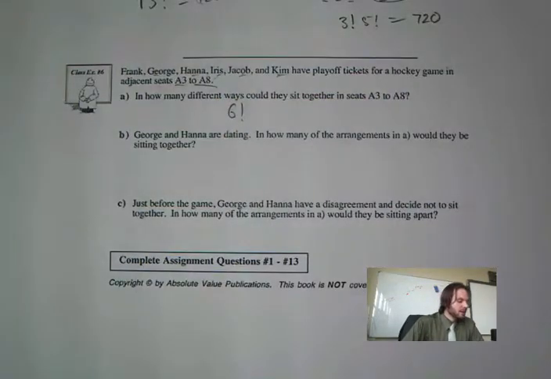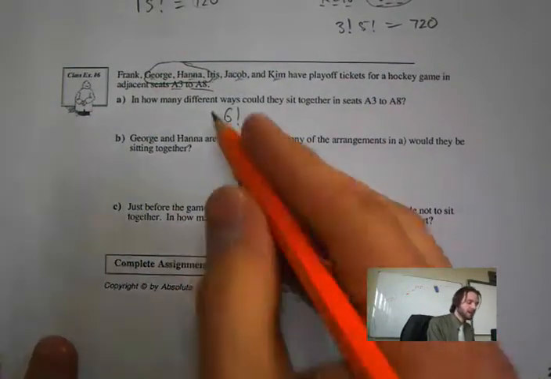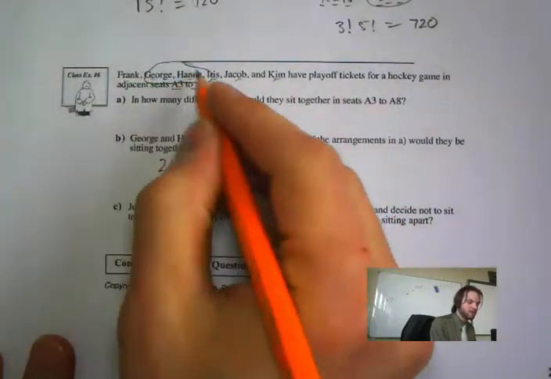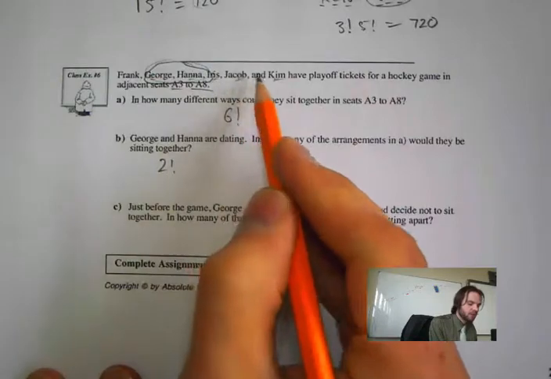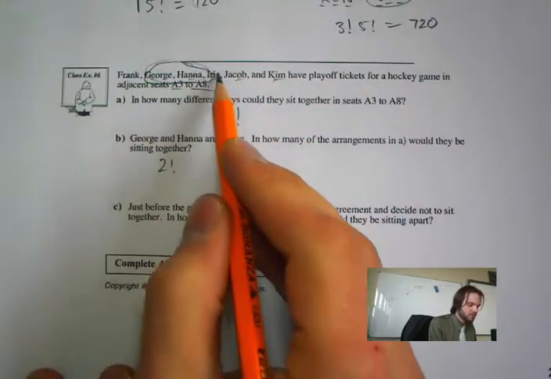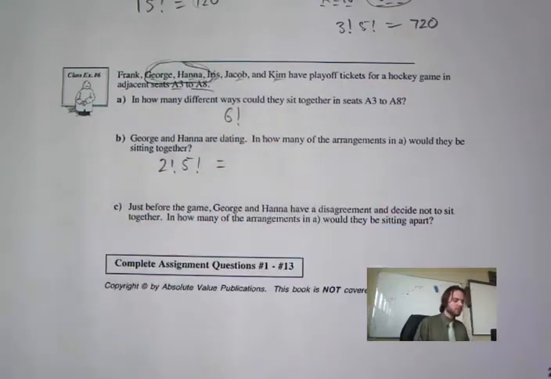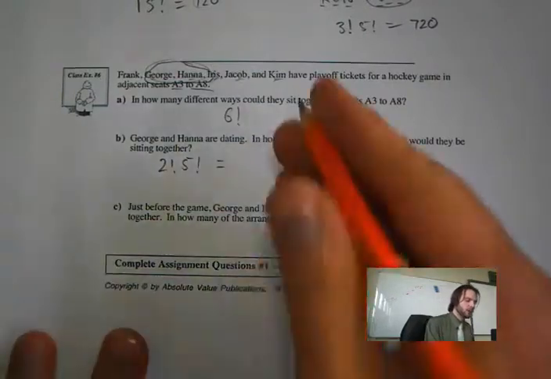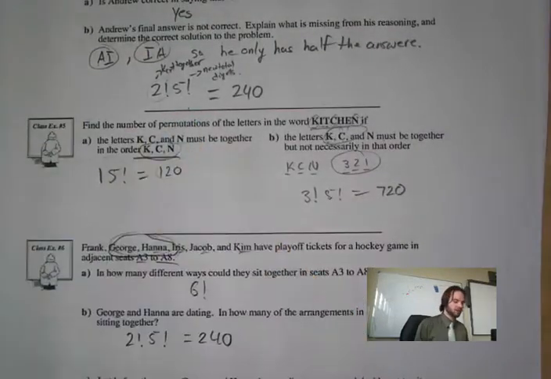Now it says George and Hannah are dating. How many different arrangements would there be if they must sit together? So now George and Hannah must sit together, and these two are now 1. But it could be Hannah and George or George and Hannah, so that's 2 factorial. Then all the others, we have 1, 2, 3, 4 others, and including the pair as 1, that's 5, multiplied by 5 factorial. That's going to end up giving us 240 different ways, kind of like what we did up here.